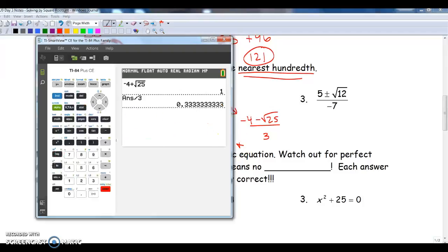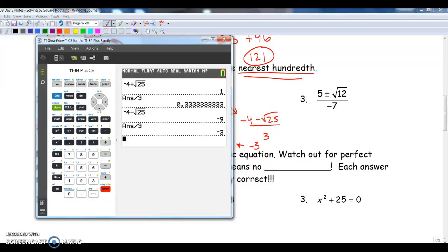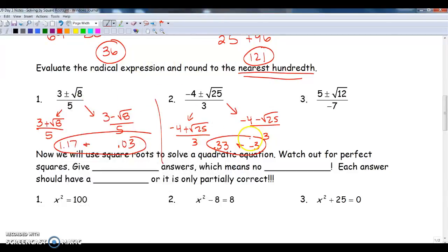And then you're going to do it again with a minus. So negative 4 minus the square root of 25. Hit enter, divide by 3, and you're going to get -3 for your other answer. Okay, so it looks like that. Alright, so those are your two answers, and that's how these problems are going to work.